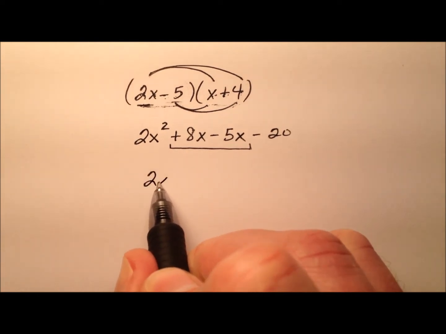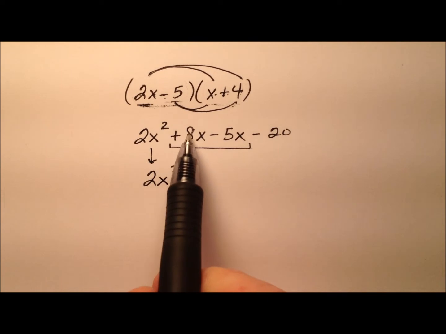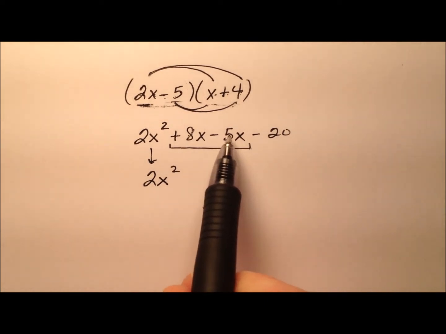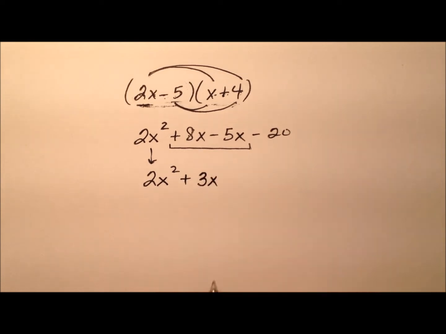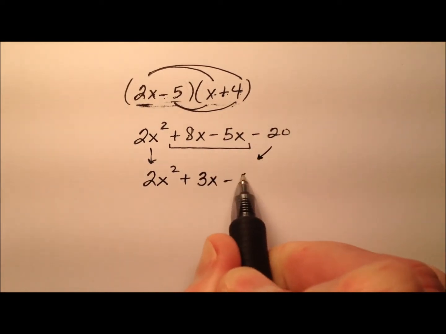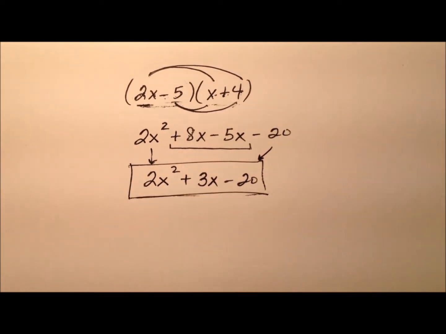So I'll write the 2x squared there. He just comes along for the ride. And we have positive 8 and a minus 5. So 8 minus 5 is 3, and it's positive 3, and that variable is x. And then, of course, the minus 20 comes along. So that's how we can do a binomial times a binomial.